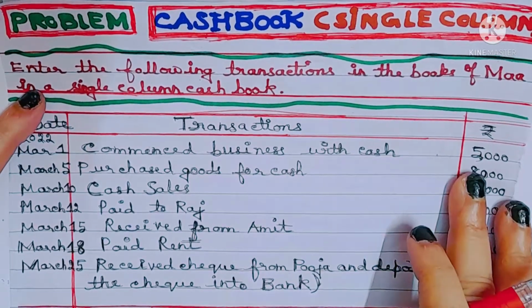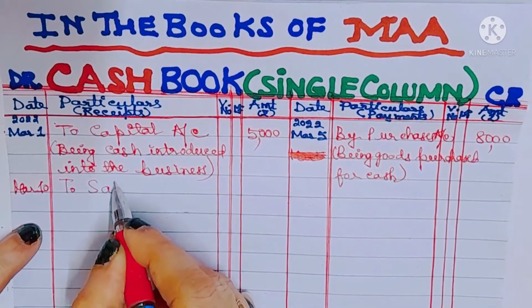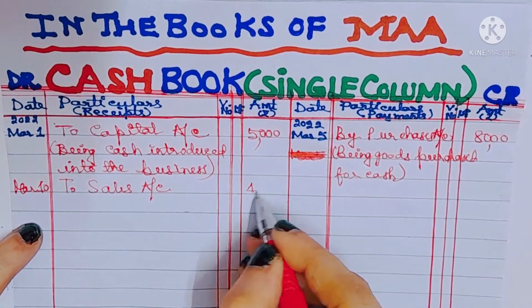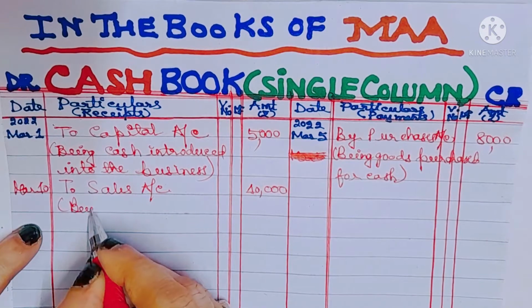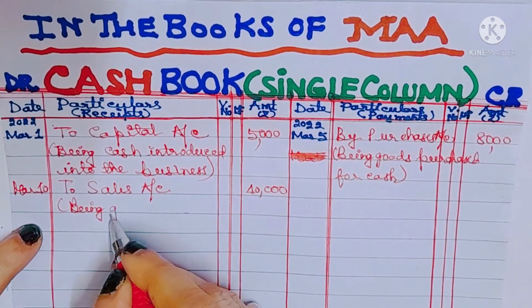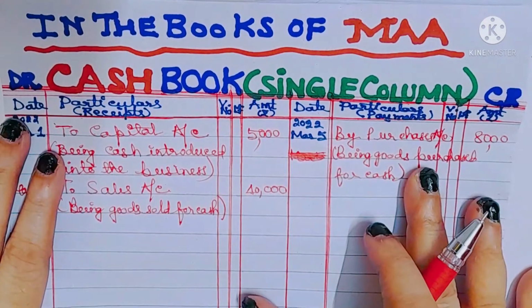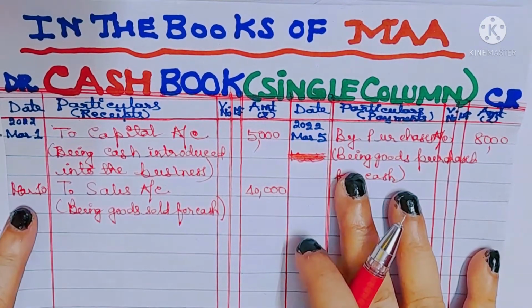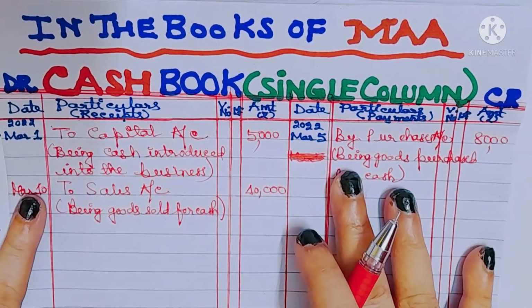Okay, so let's write 10th March, to sales account. How much? 10,000. Being goods sold for cash. Moreover, cash book is a real account. According to real account, what comes in is debit. Here, when goods are sold, cash comes into the business. So 10,000 will be debited. Now let's see the next transaction.